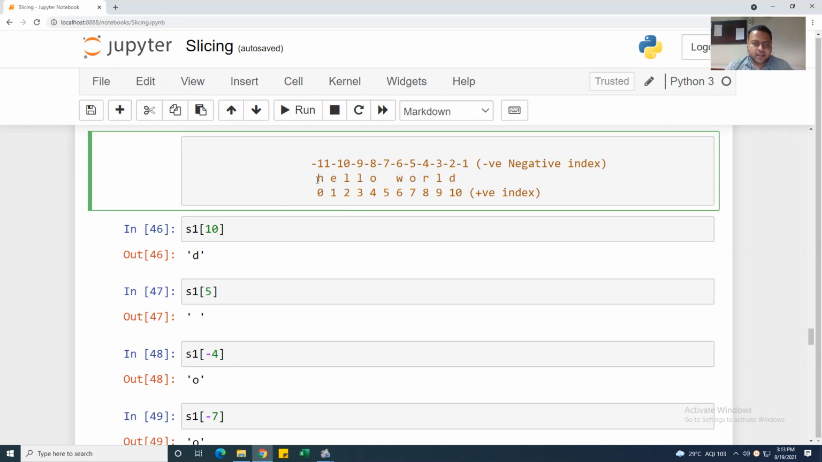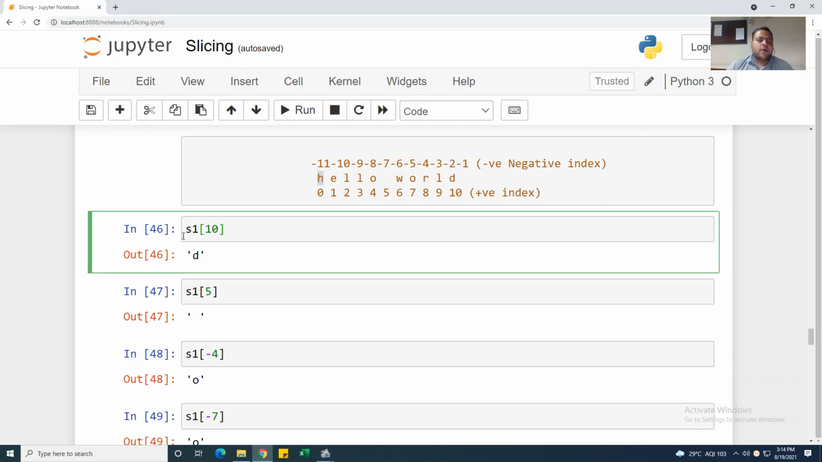Here I am taking "hello world". H has a 0, E has a 1, 2, 3, 4, 5, up to 10. So this is the positive index, and the space also contains one number, that is 5. And these are my negative indexes: minus 1 for D, minus 2 for L, minus 3 for R, minus 4 for O, etc. Minus 11 for H.